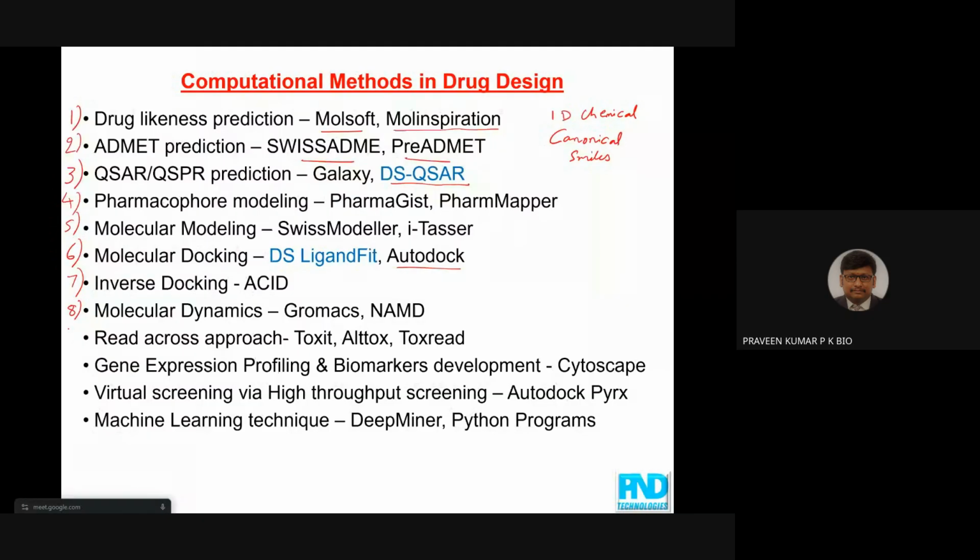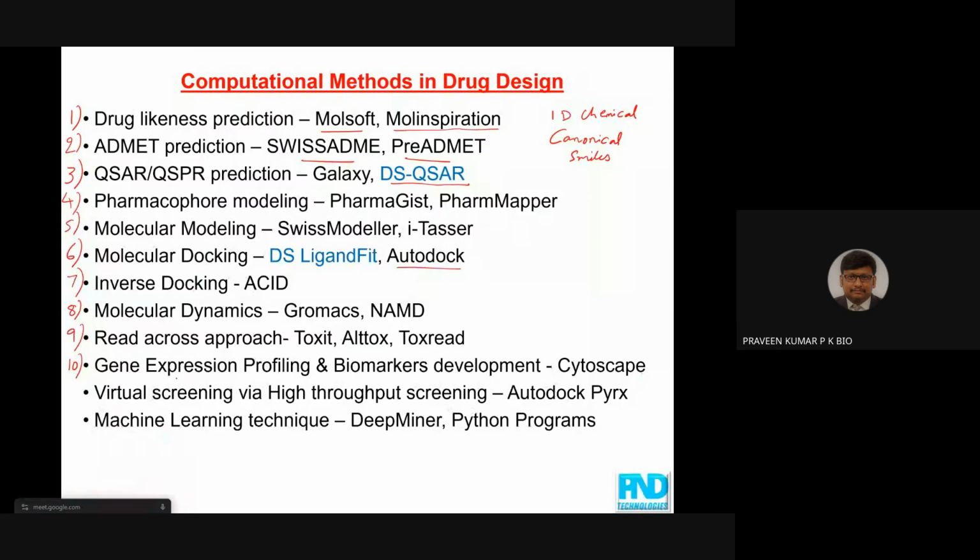GROMACS and NAMD, and the read-across approach, that is checking toxicity: Toxtree, ToxRead, like this. These are some of the tools. And for the systems biology approach, we can go with gene expression profiling and biomarker development. Generally, for seeing protein-protein interactions, DNA-protein interactions, ligand-protein interactions, all these interactions we can see using the freeware visualizer called Cytoscape.